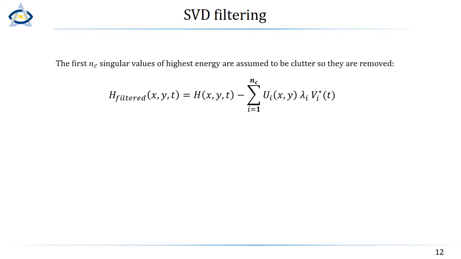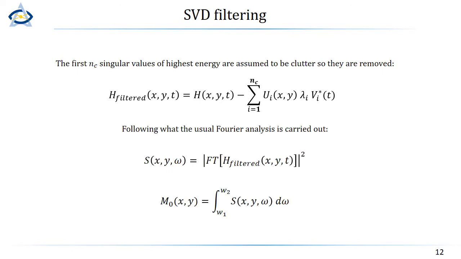So in practice, the SVD filtering is implemented the following way. We have our filtered matrix where we just remove the first singular vectors because it's assumed that they are associated with clutter. So all the singular values of highest energy are removed, and the trick is just to set the right threshold. And then we do the usual Fourier analysis. The advantage of an SVD compared to a PCA is that it allows you to remain in the normal domain. So you can do a Fourier transform and then have a signal that is related to kilohertz and velocities in the end.